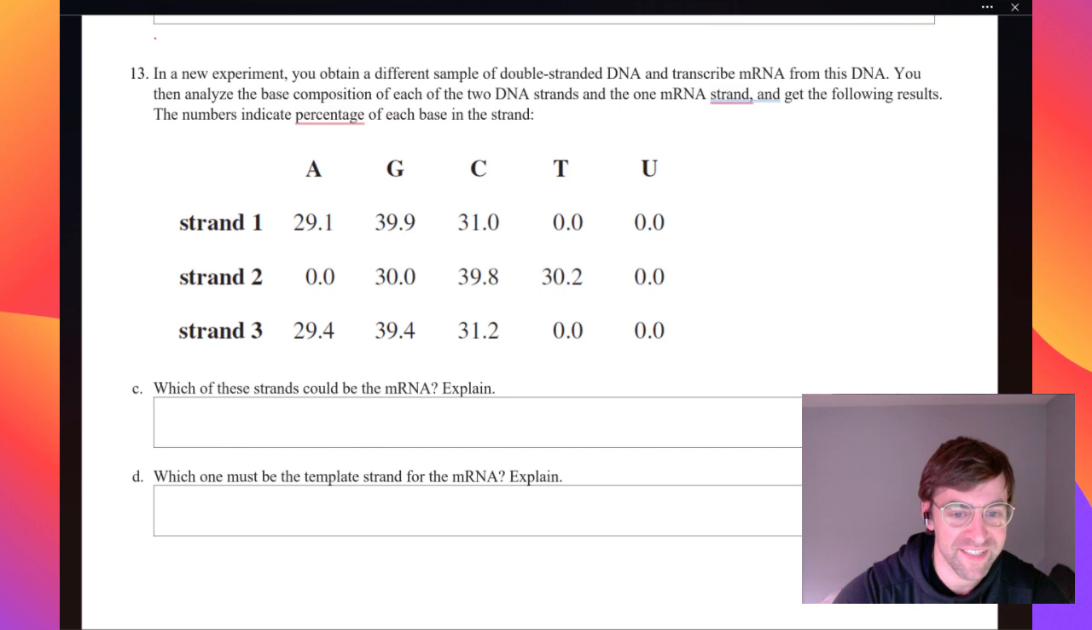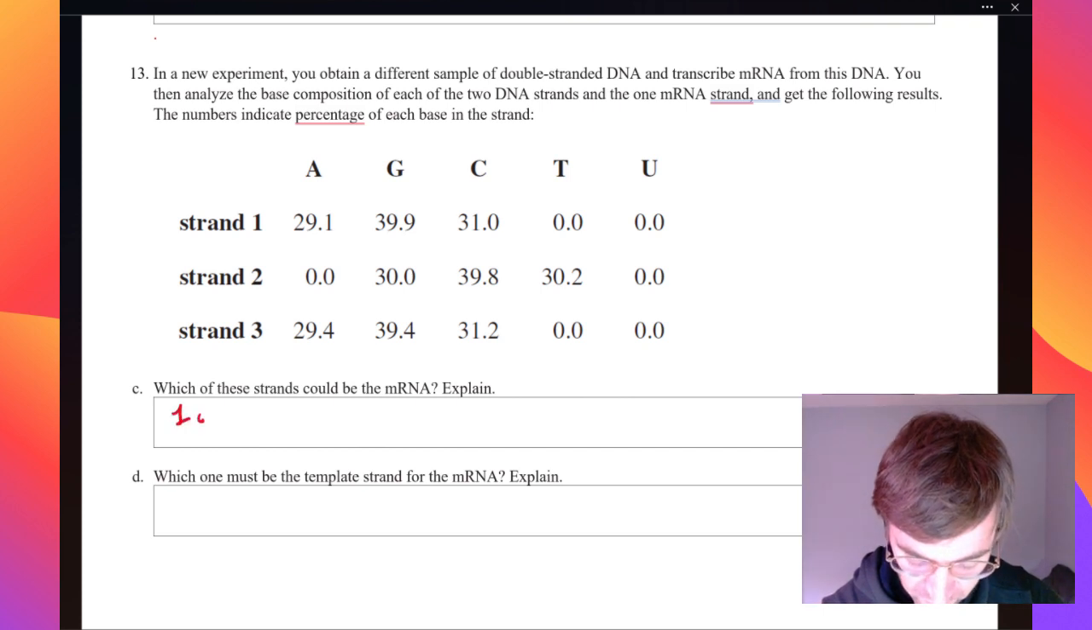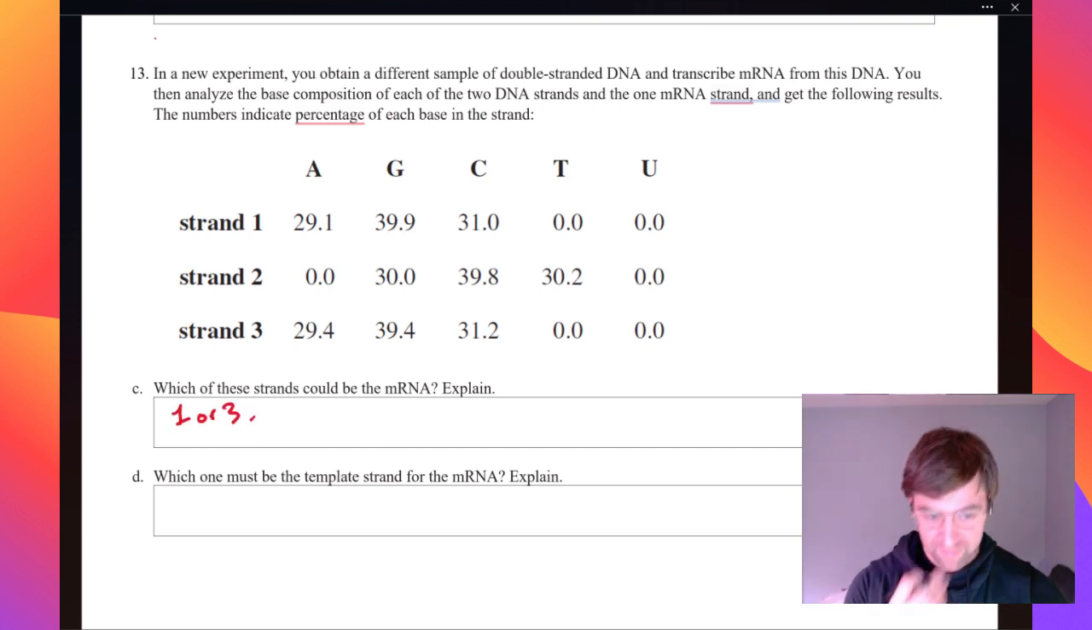So from this, strand 2 has thymine in it, so it couldn't be that. So it could be 1 or 3. Both are complementary to strand 2, and both contain no thymine. So which one must be the template strand for the mRNA, and explain?